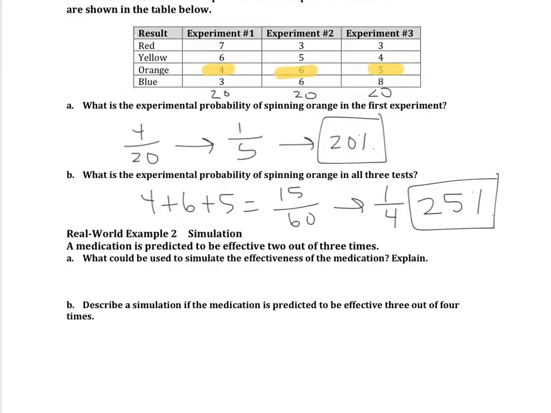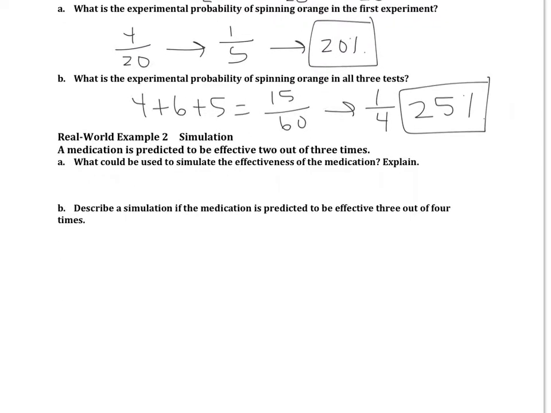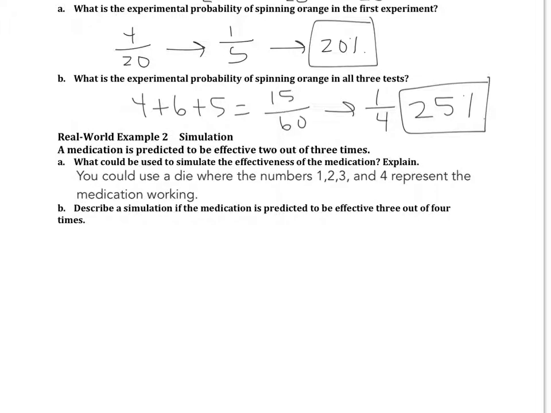All right, let's look at real-world example number 2, simulation. A medication is predicted to be effective 2 out of 3 times. Question 1, what could be used to simulate the effectiveness of the medication working? Explain. Well, one example could be you could use a die where the numbers 1, 2, 3, and 4 represent the medication working, because 4 out of 6 would simplify to 2/3, which is the effectiveness of this medication.